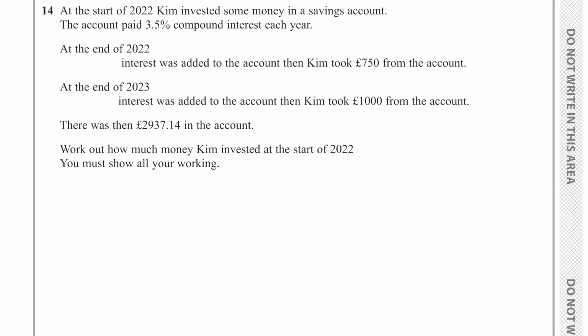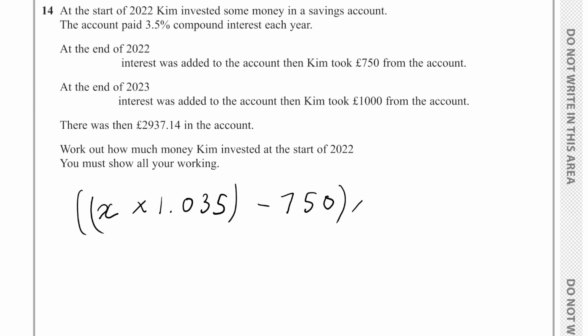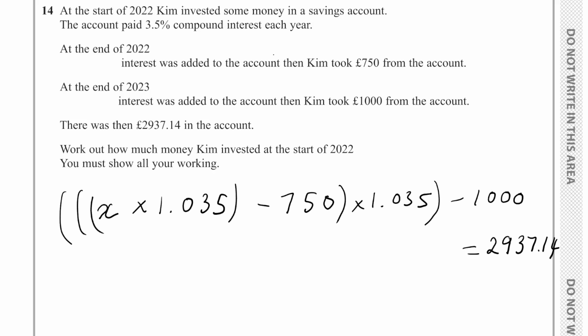So let's try and write down what happened. We're going to start with X. Then we're going to add on, so times 1.035, add on 3.5%. Then we're going to take £750 out. And then we're going to get interest again, so then it's that times 1.035. And then we're going to take out again £1,000. And then we're left with £2,937.14. We're going to have to undo this, kind of do it backwards.